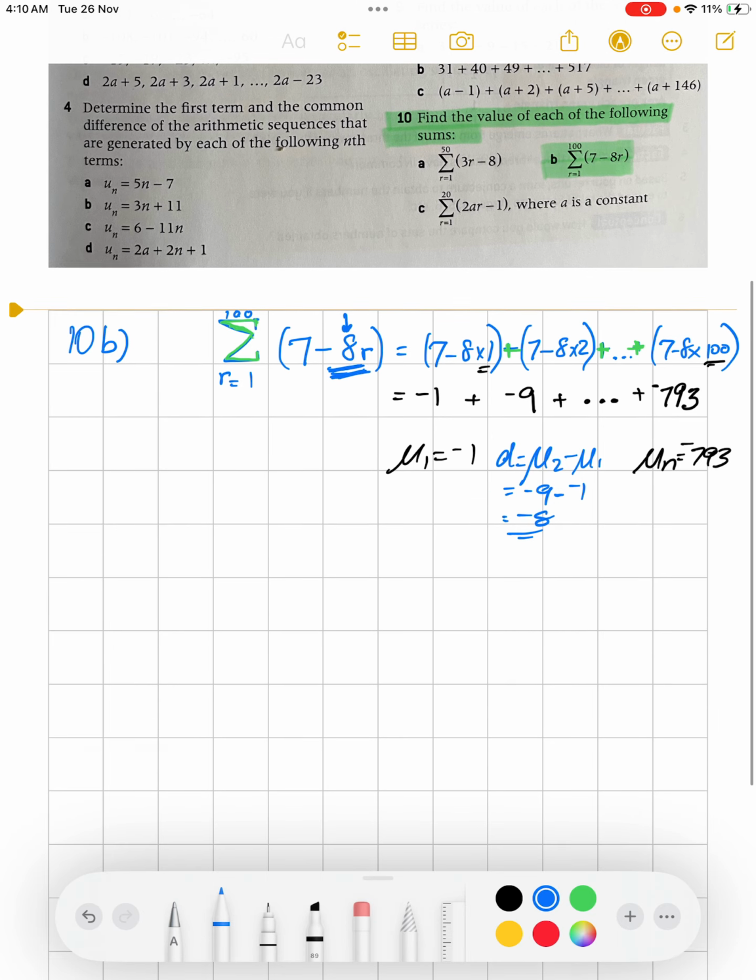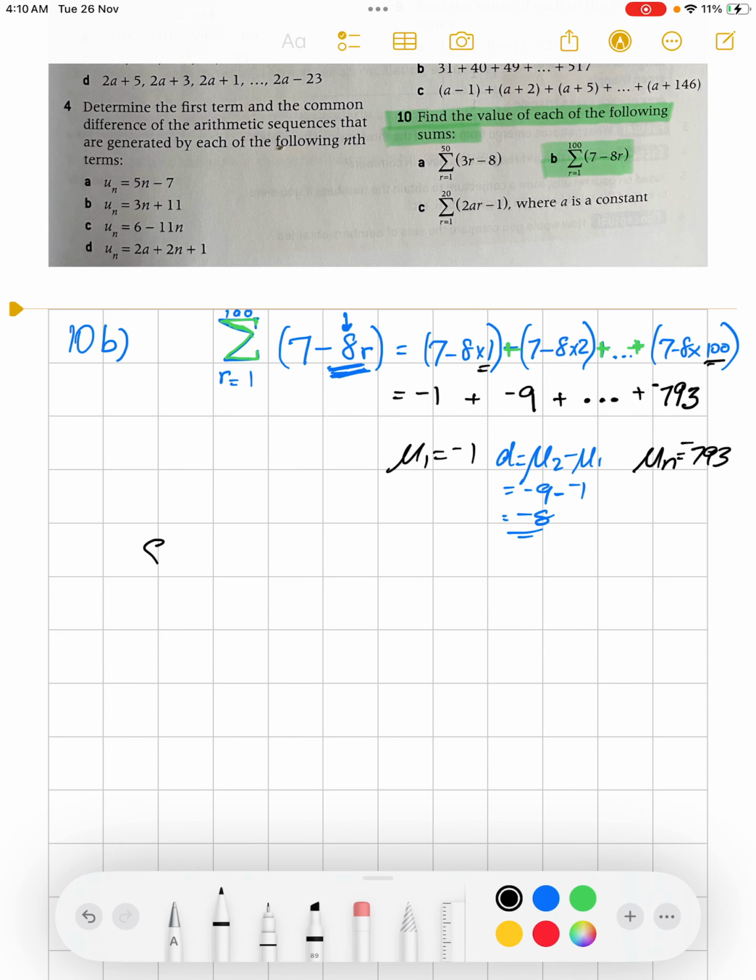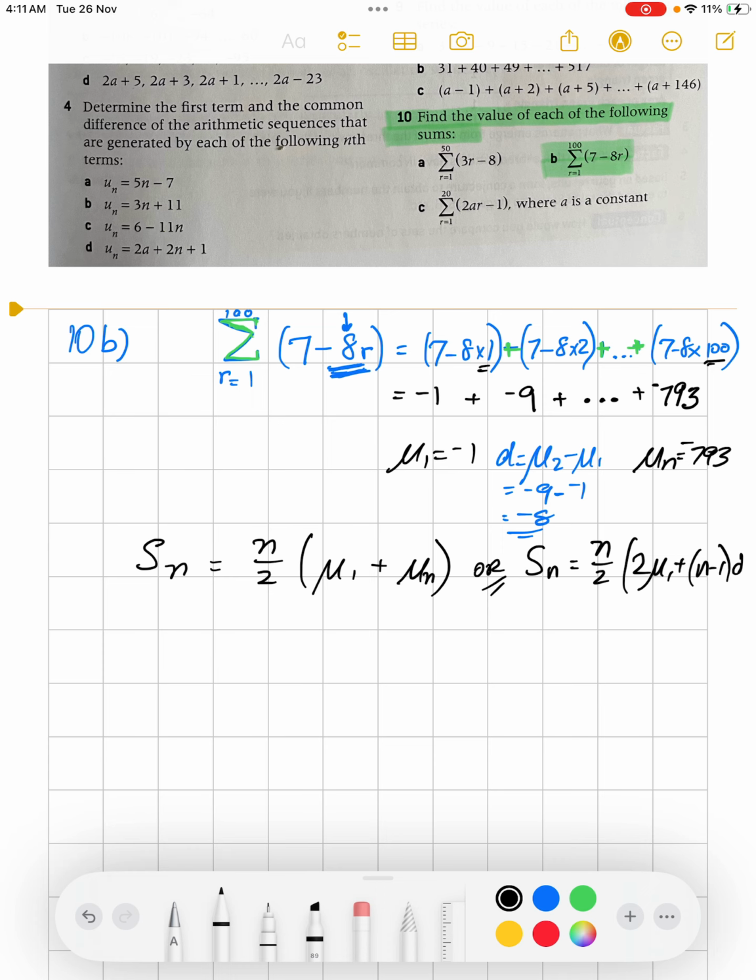Well, let's use the formula for the sum of n terms, which is half of n times the first term plus the last term. There is a formula that we're not going to use in this question, and it is n over 2 times 2 times the first term plus n minus 1 times d, and we're not going to use that formula.